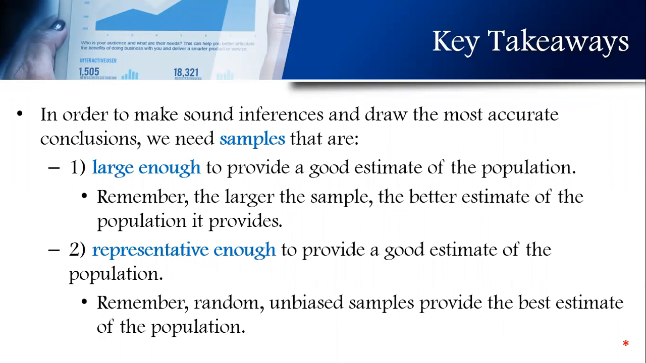Here are a few key takeaways related to sampling error and sampling bias. In order to make sound inferences and draw the most accurate conclusions, we need samples that are, one, large enough to provide a good estimate of the population. Remember, the larger the sample, the better estimate of the population it provides. And two, we also need samples that are representative enough to provide a good estimate of the population. Also keep in mind that random, unbiased samples provide the best estimate of the population.